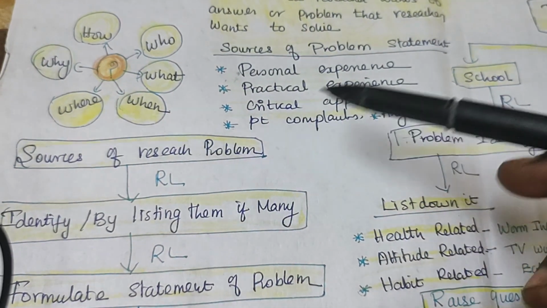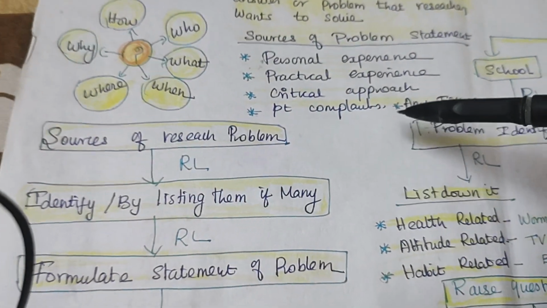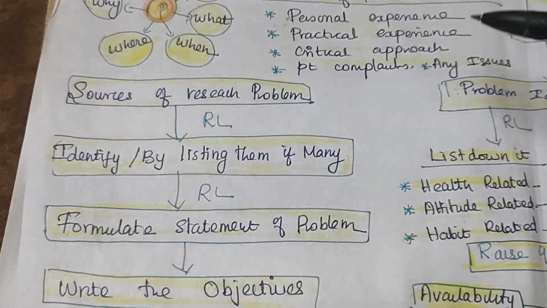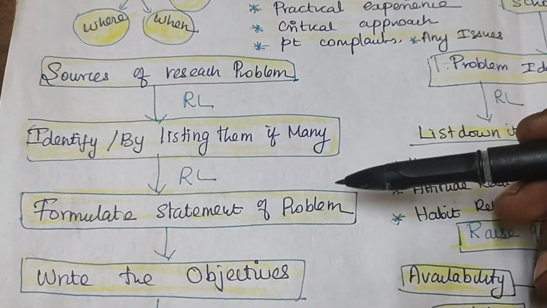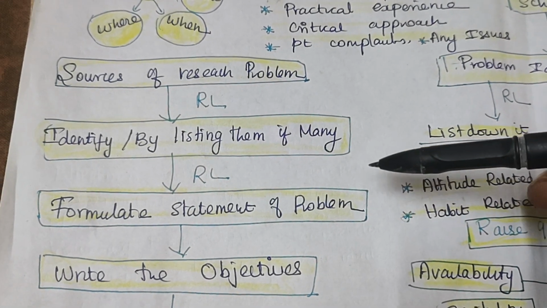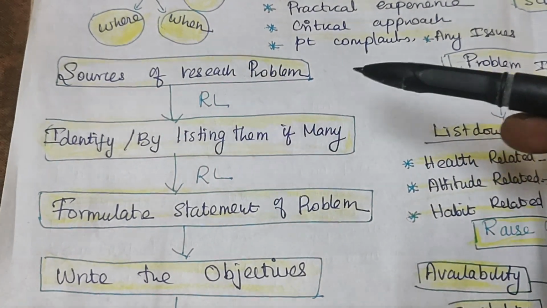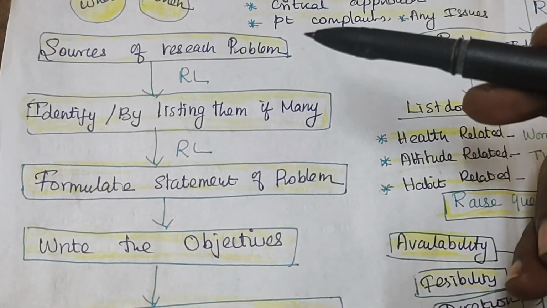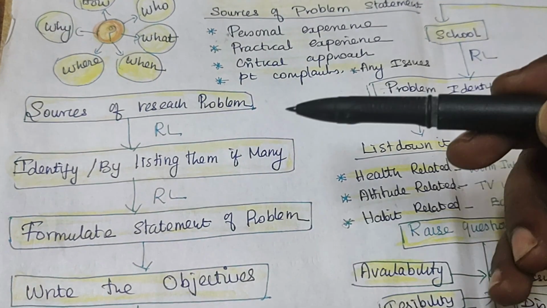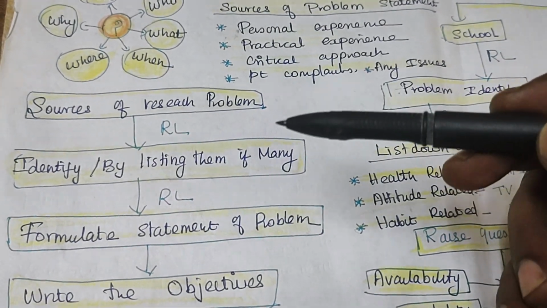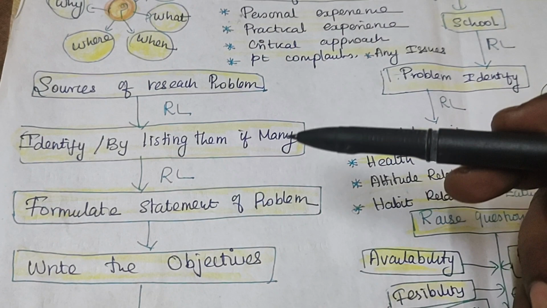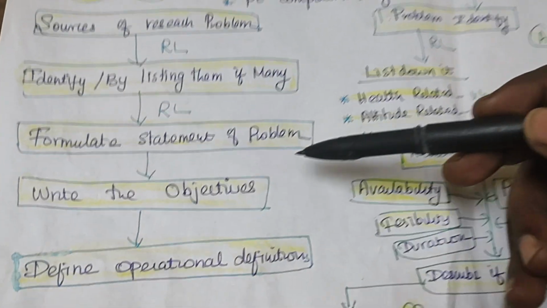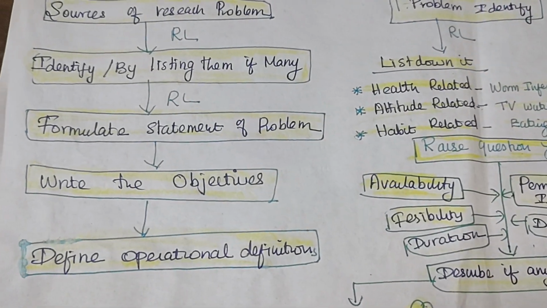Understand? First, you find out the sources of the problem. After these sources, you identify and list many problems. How? Only through the review of literature. The review of literature will be at each step. Until you disseminate the study, you need to continue the review of literature. So identify and list the many problems, and then again do a review of literature, formulate the statement, write the objectives and define the operational definitions.